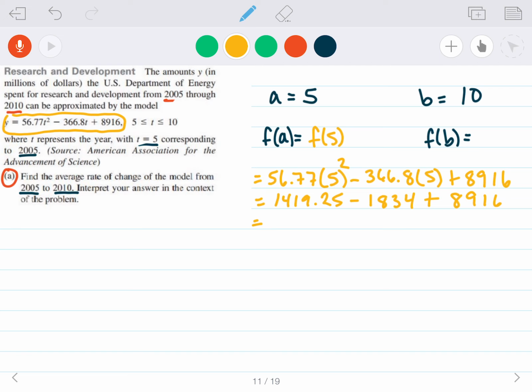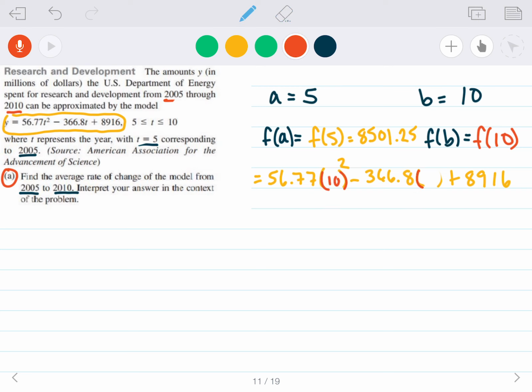Okay, so I'm getting 8501.25. Okay, and then we can do the other one as well. So I'm replacing, instead of 5, I'm replacing it with 10. This is f of 10. So I'm just replacing this with a 10 instead, and I'm evaluating it there.